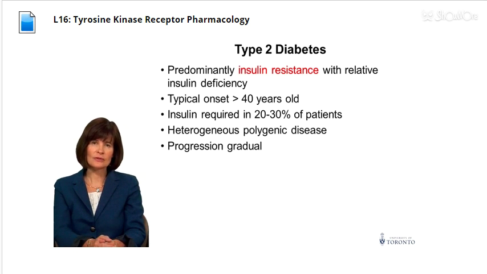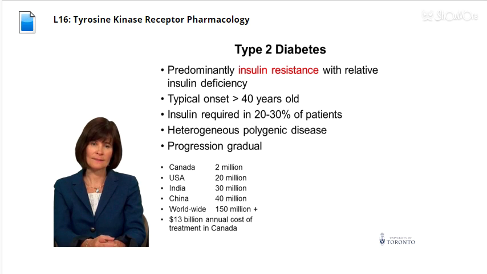Type 2 diabetes results from resistance to the actions of insulin, but may later develop into loss of insulin as well. It has a typical onset later in life, usually after the age of 40, and it is a polygenic disease, meaning that there's no single cause of type 2 diabetes, and it is a progressive condition. As the disease progresses, 20 to 30% of patients will become insulin dependent. However, type 2 diabetes is also treated with a wide group of drugs.